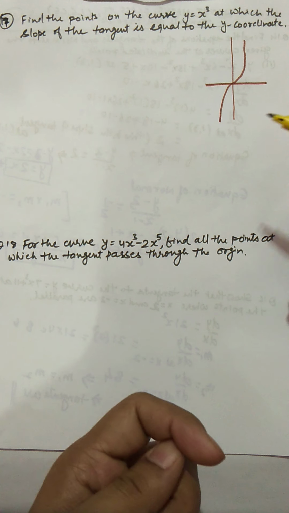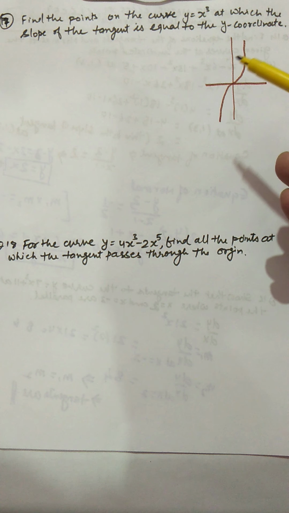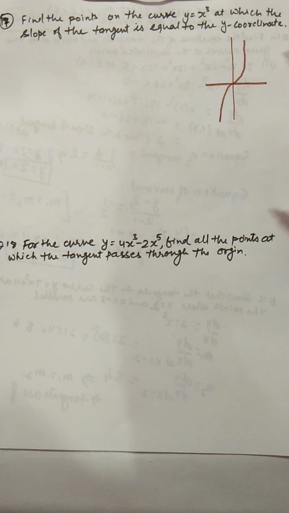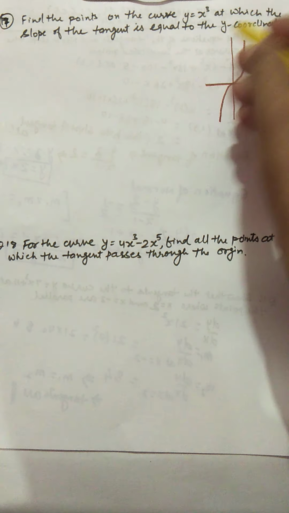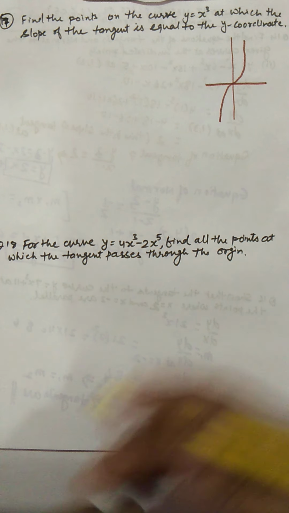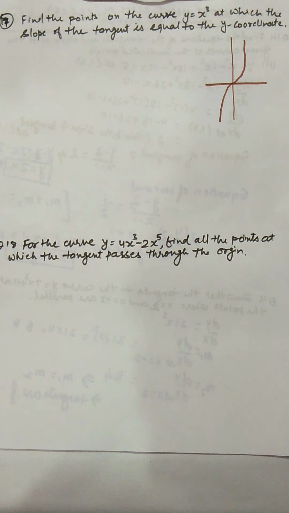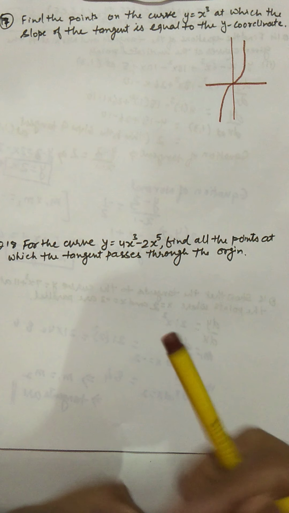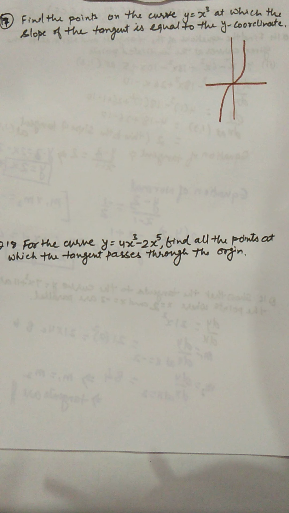You can obtain this graph by putting in values. You can take x equal to 1, then y equal to 1, x equal to 0, y equal to 0, x equal to 2, then y equal to 8, something like this. You can put in the values and draw the graph. Somewhere you have to think about what the question is asking, because if you don't visualize, you will not get the right idea of how to think about it.